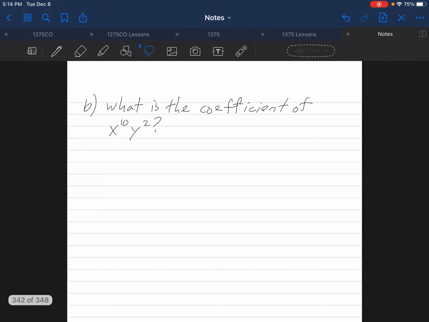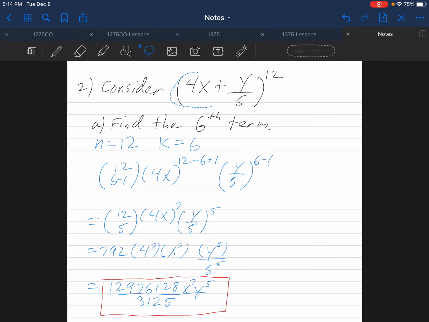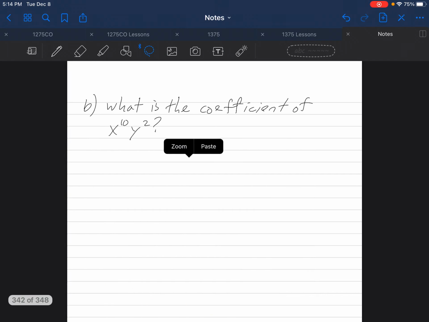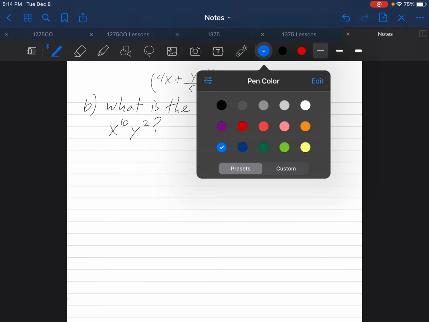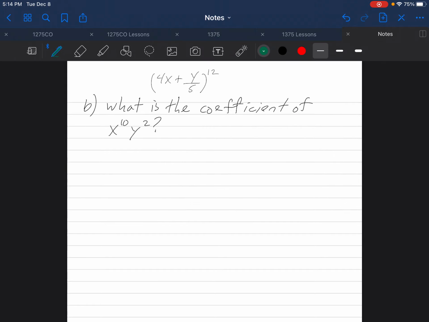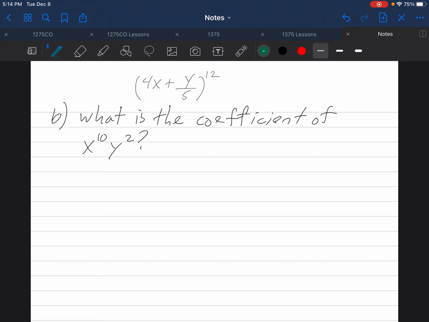So what is the coefficient of x to the 10th, y to the 2nd? Remember, I will copy it over. This is our original binomial. We are still, on this problem, working from this original binomial up here. So let's use green for this one.